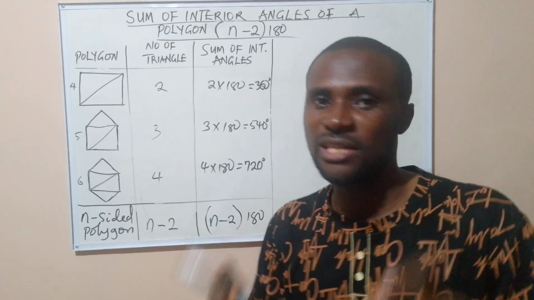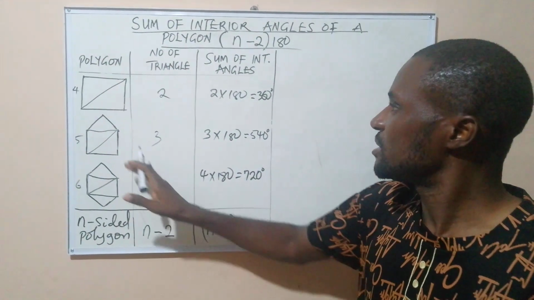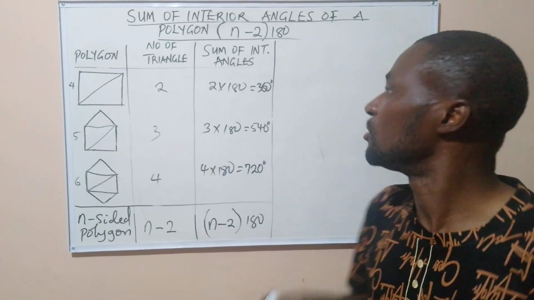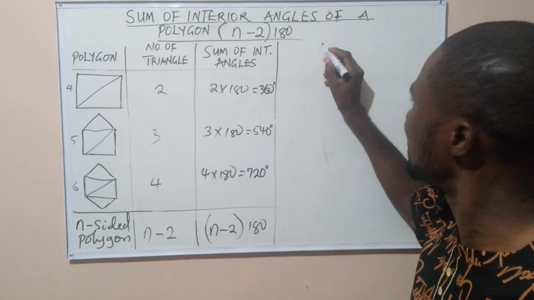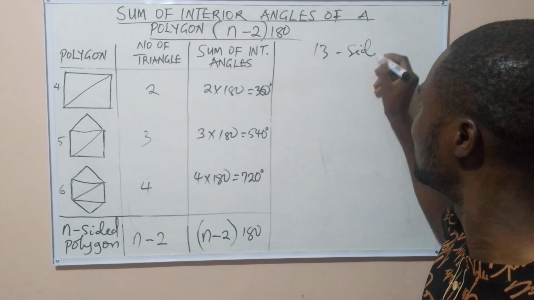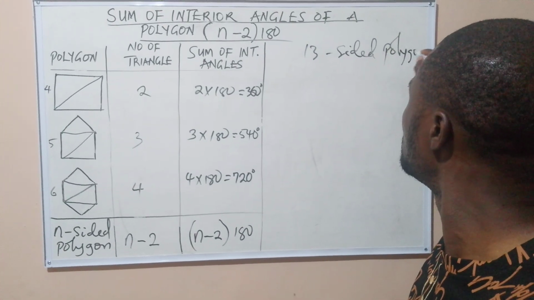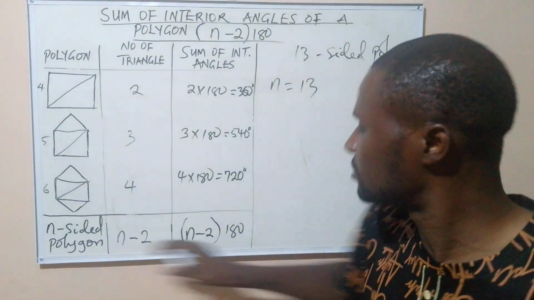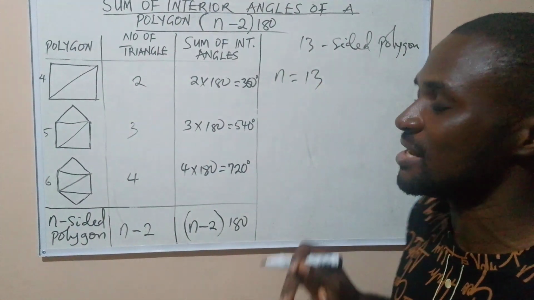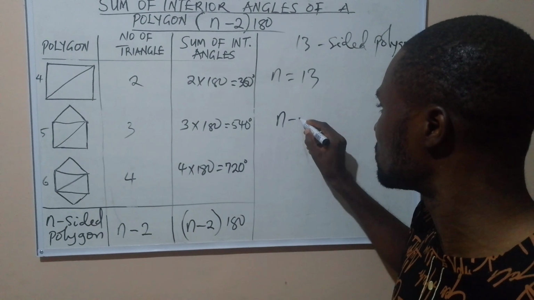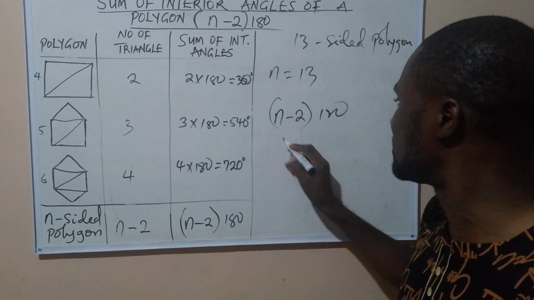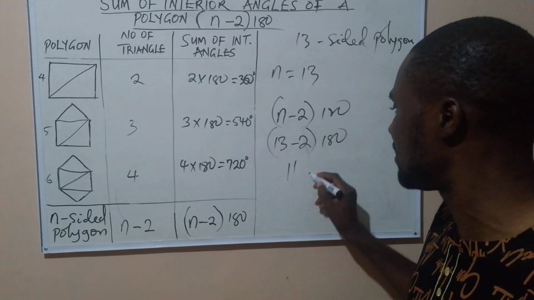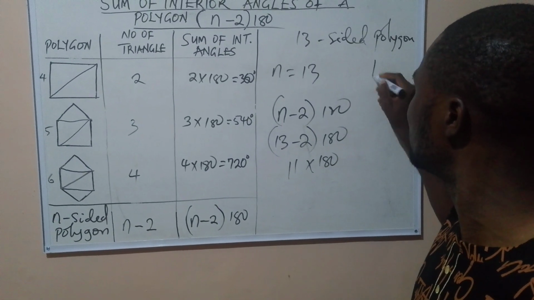Now let's take a little example. If for instance you are asked what is the sum of interior angles in a 13-sided polygon? You simply know the number of sides is how many? 13. So to find the sum of angles in this n-sided polygon, we simply have n minus 2 times 180, which is 13 minus 2 times 180. 13 minus 2 is what? 11. So 11 times 180.